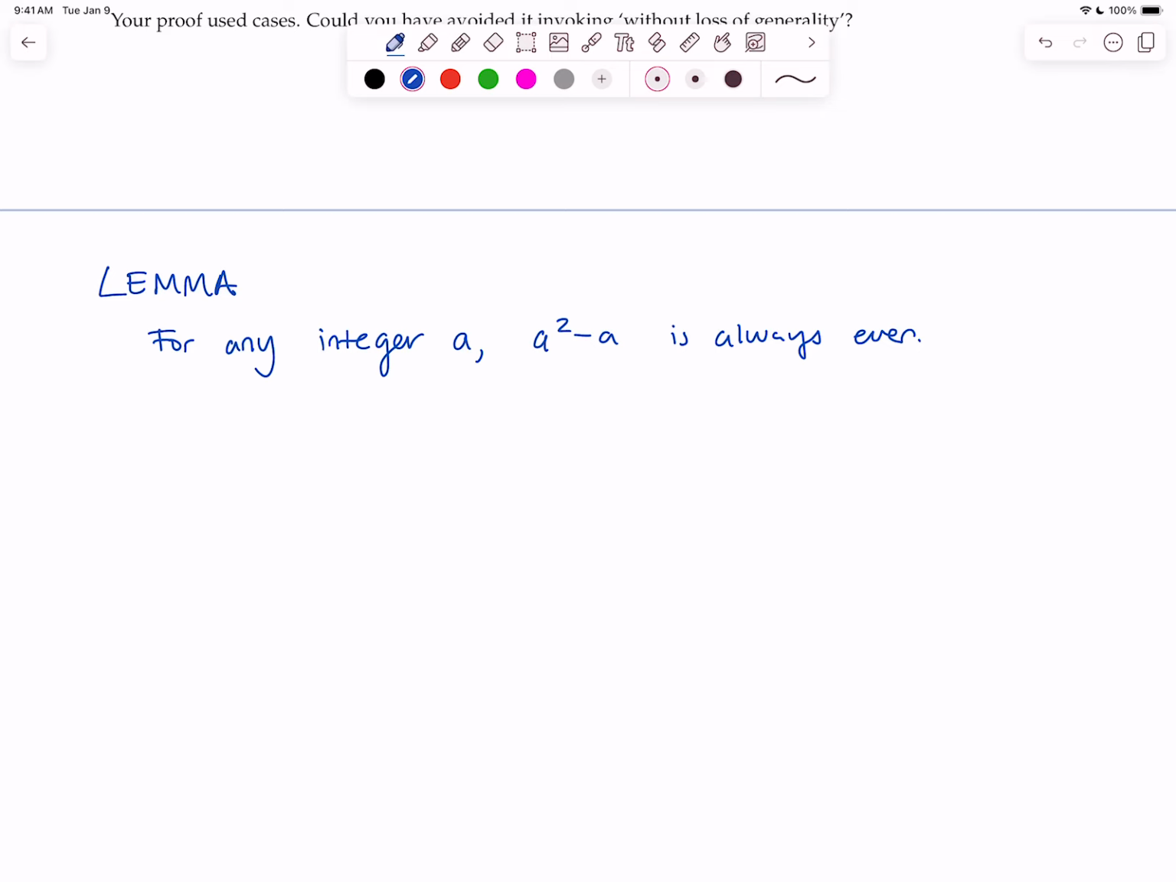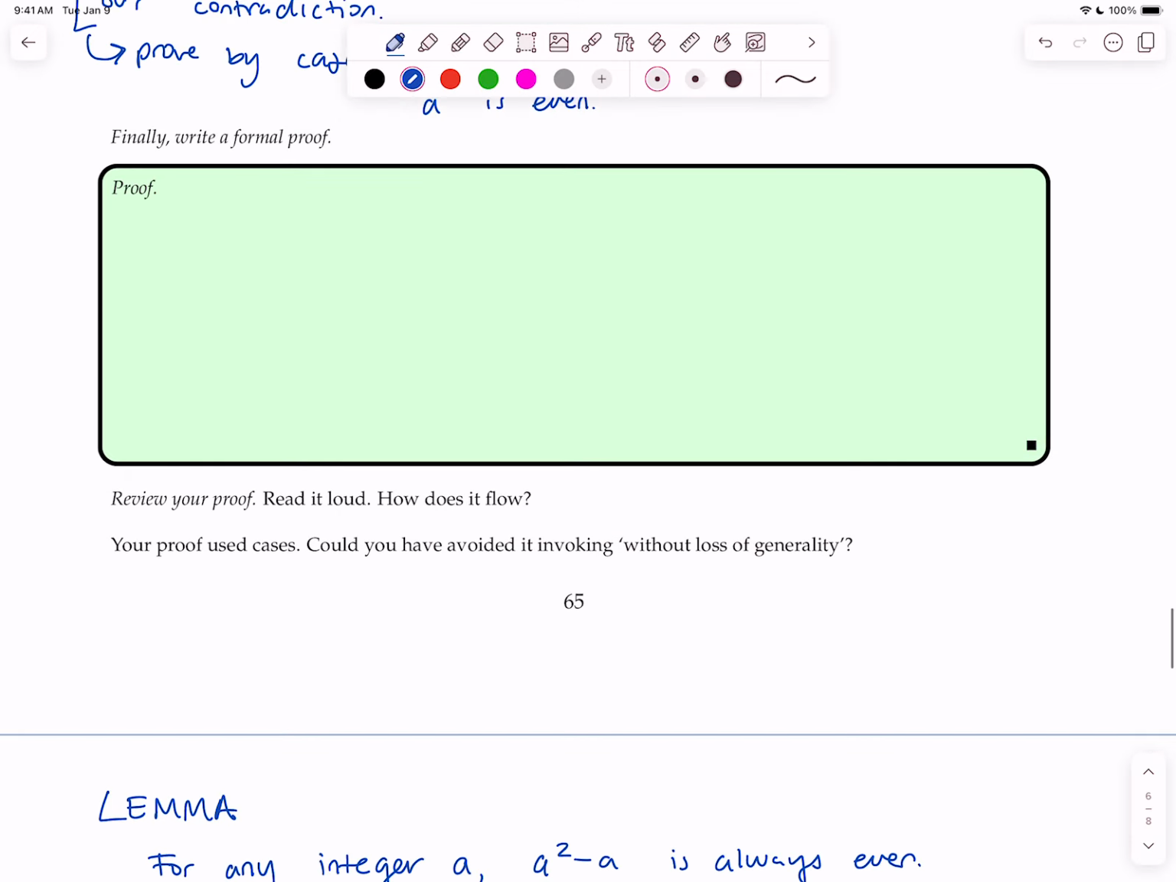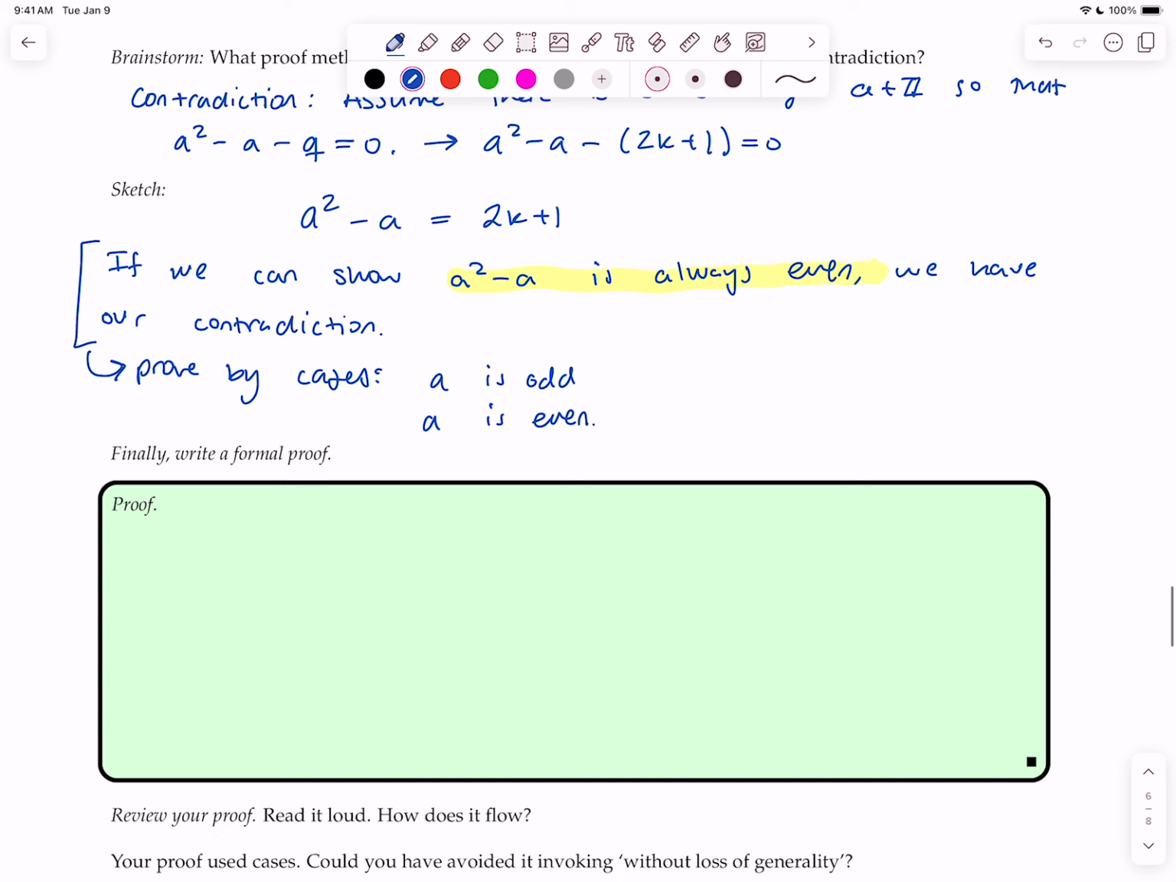Let's go ahead and prove it. So proof. Well, okay, what are we actually going to do? We're going to do it by cases. And what are these cases going to look like? Well, if a is odd, then it's 2k plus 1. And then a squared minus a is going to be equal to (2k plus 1) squared minus (2k plus 1).